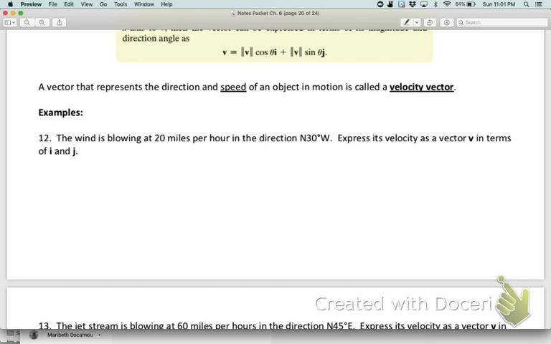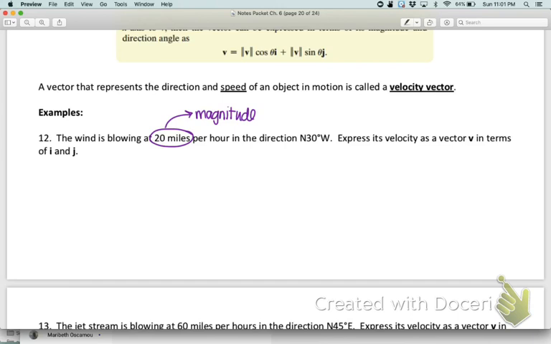So number 12 says, the wind is blowing at 20 miles per hour in the direction north 30 degrees west. There's a bearing. Express its velocity as a vector v in terms of i and j. So there's two things that we need. We need the magnitude and we need the direction. And both of those things were given to us in the problem. The sort of strength of your force, our velocity in this case, is the magnitude. So this 20 miles per hour that they gave us, that is the magnitude of this particular vector.